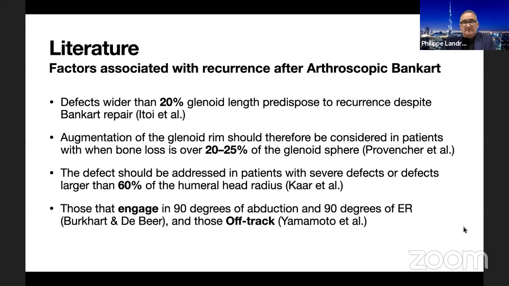So in the literature, usually it's classical to say, or at least a few years ago, that a defect wider than 20% of the glenoid length predisposes to recurrence despite the Bankart repair.